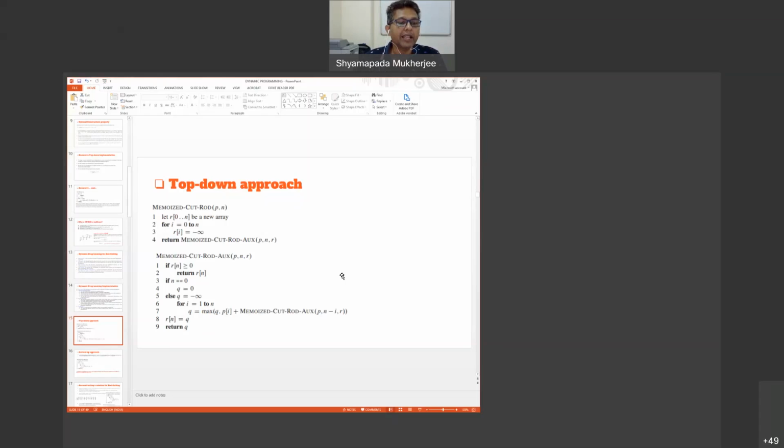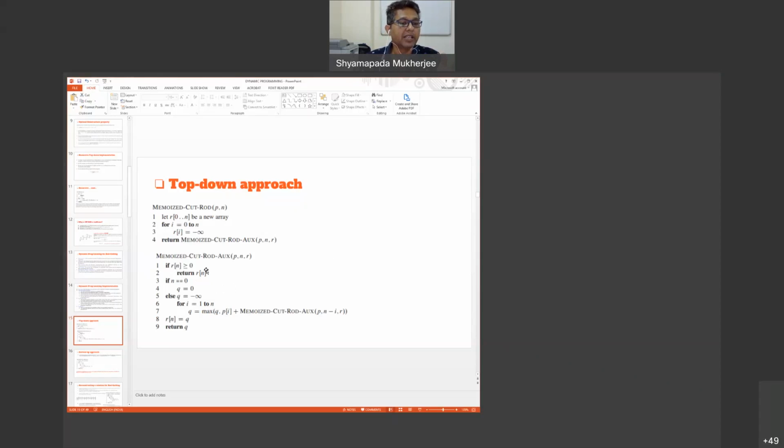Then it calls a subroutine called Memoized-Cut-Rod-Aux. It takes three arguments: p, the price table again, n, the length of the rod, and r, the table where we are storing the revenue. So what it is doing is, for the length of the rod for which we are finding the optimal solution, it will look up the table r for the value n. If it is greater than or equal to 0, that means the value has been computed before, so it will return r[n].